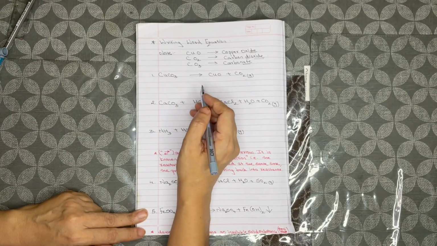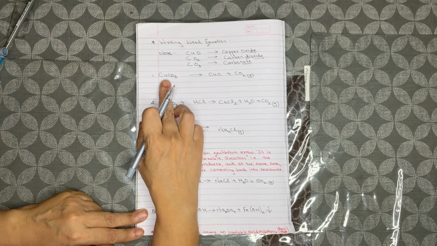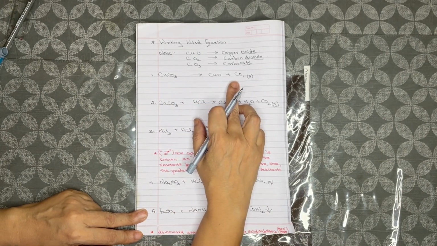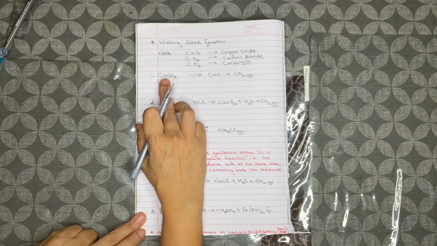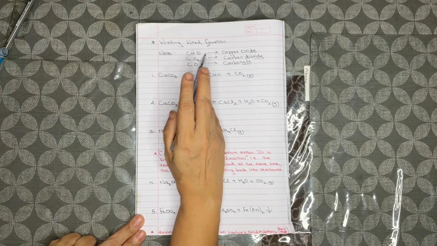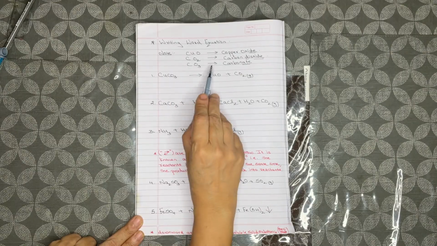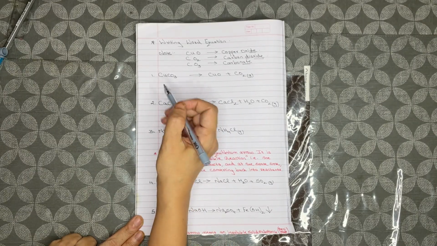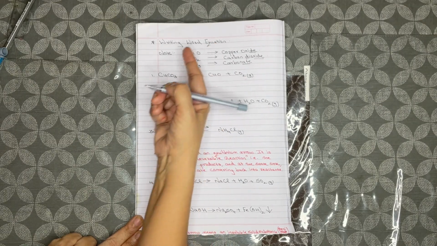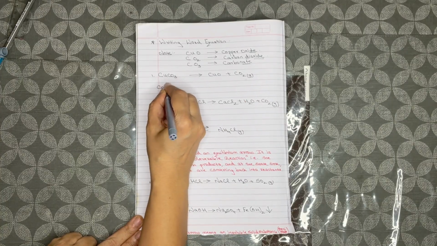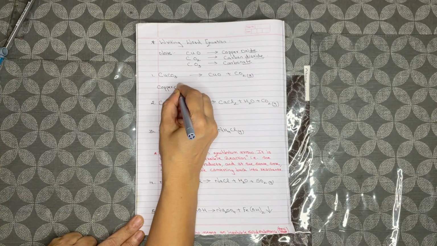Okay, so now the left hand side is known as the reactants, and the right hand side is the products. In the reactants, you are given CuCO3. As we saw, Cu means copper, so this is copper, and CO3 is carbonate. So for the question, write the equation in words, this becomes copper carbonate.